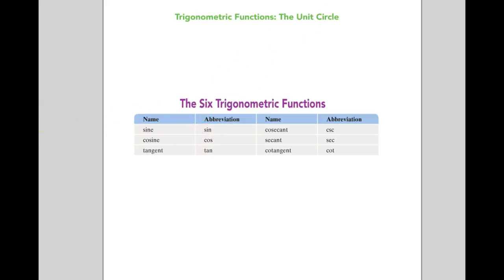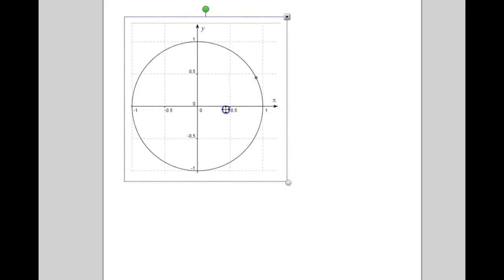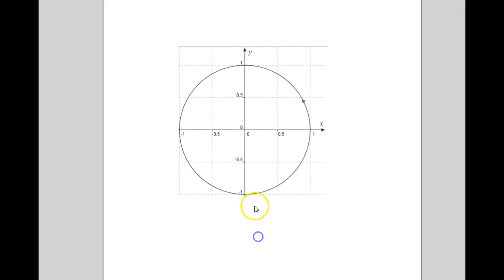So let's first look at the unit circle. What is a unit circle? Well, a unit circle is a circle centered at the origin with a radius of 1. And if we look at any point on that unit circle, this point right here, let's call this the point xy. Alright, so there's the x coordinate of that point and the y coordinate of that point.